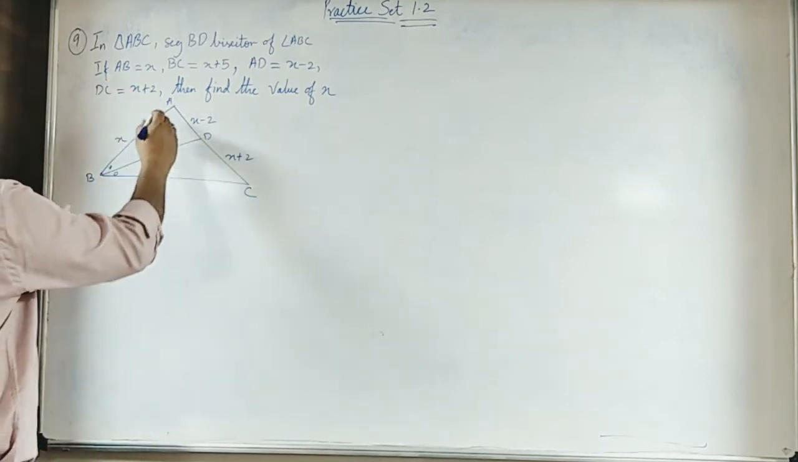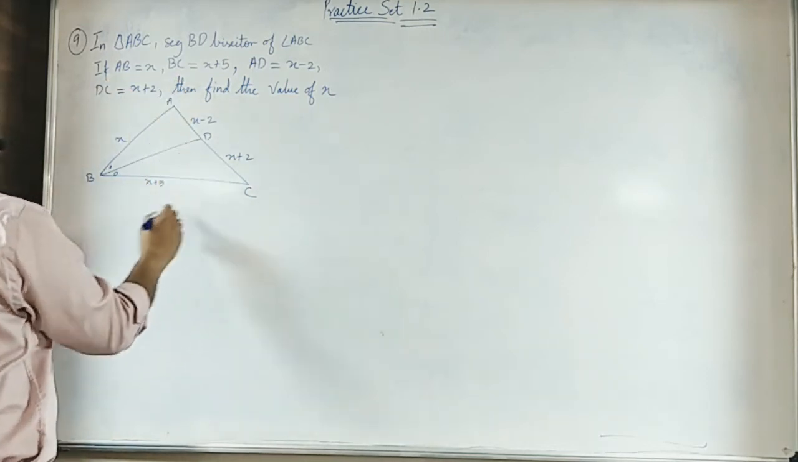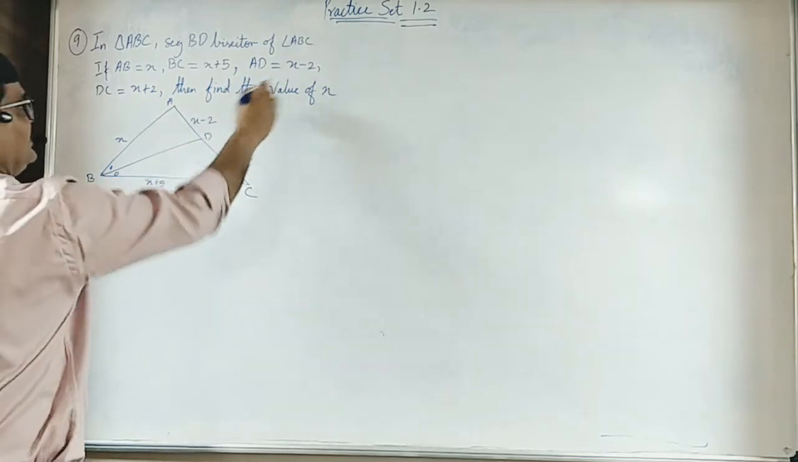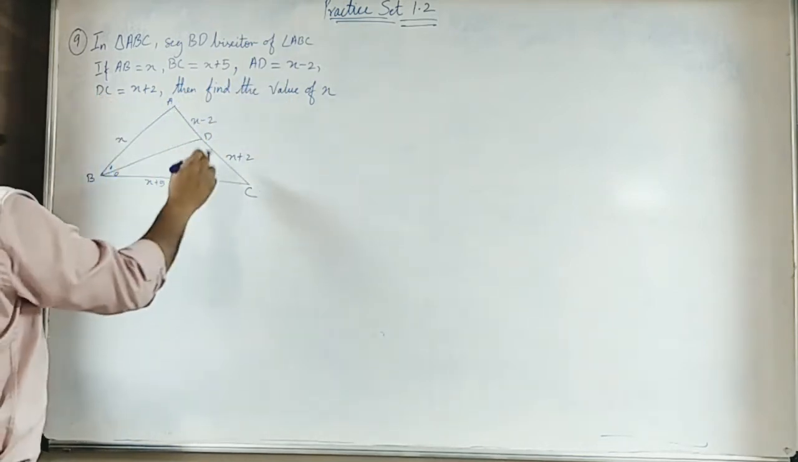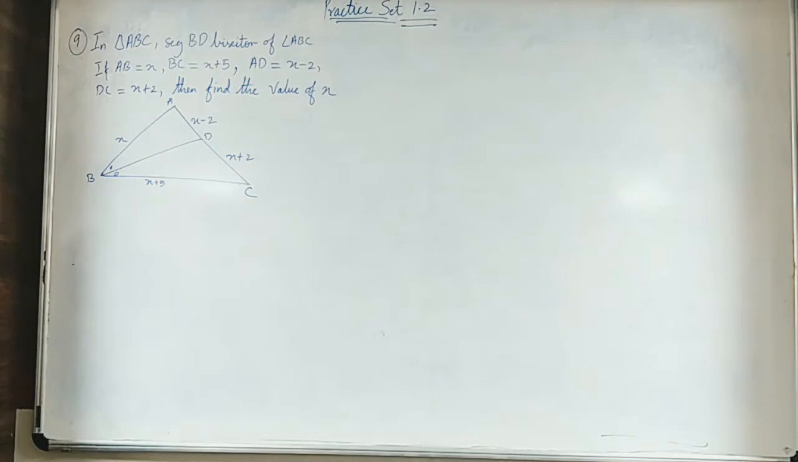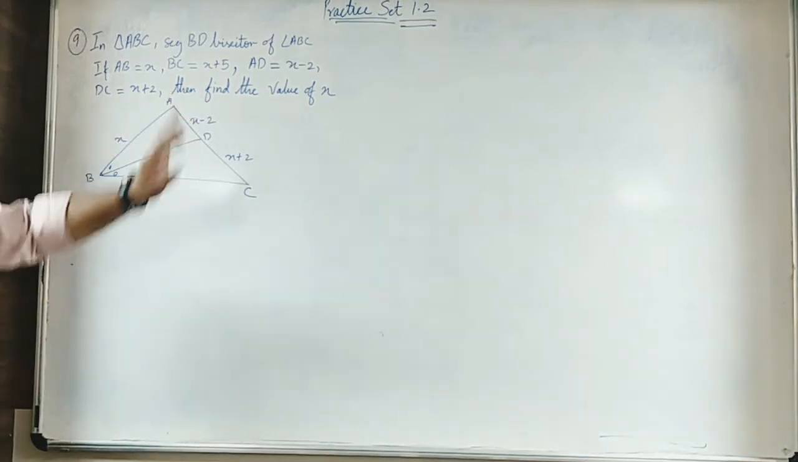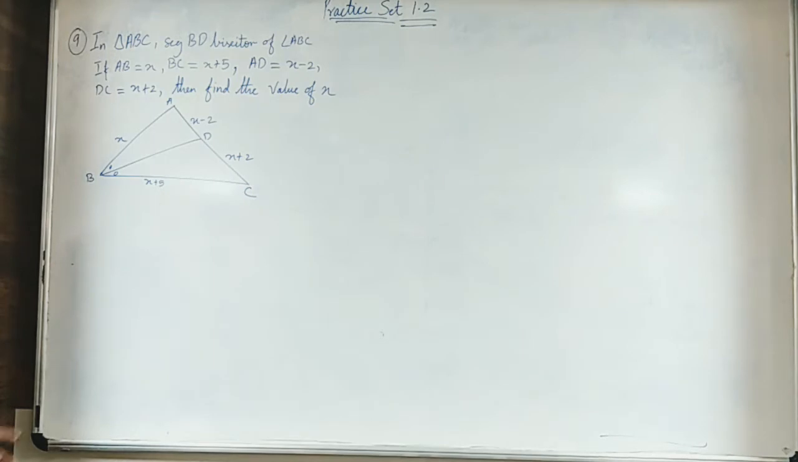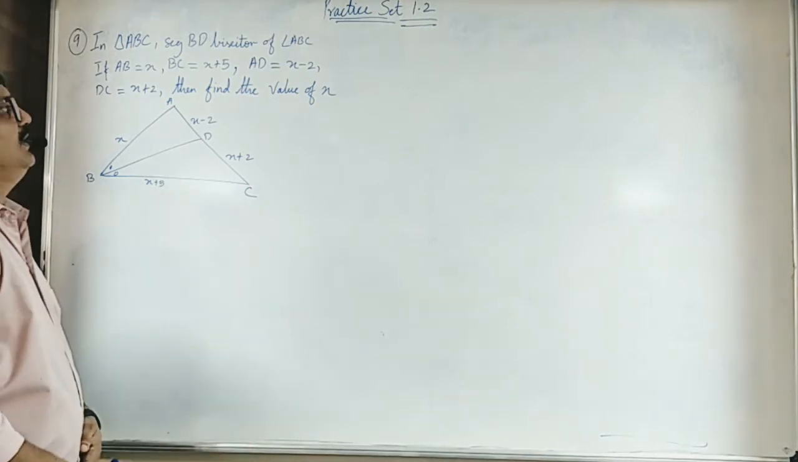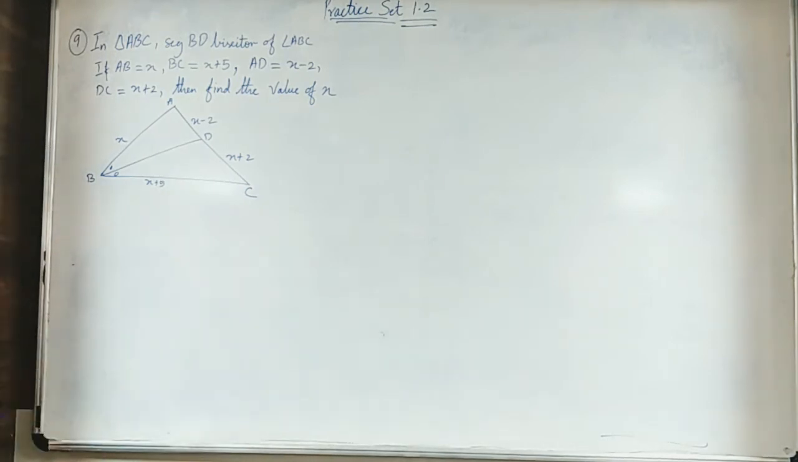The value of AB they have given is X. The value of BC they have given is X plus 5. The value of AD is X minus 2. And the value of DC is X plus 2. Now what we have to do here is find the value of X. These values have been given in terms of X, so you have to get the value of X.